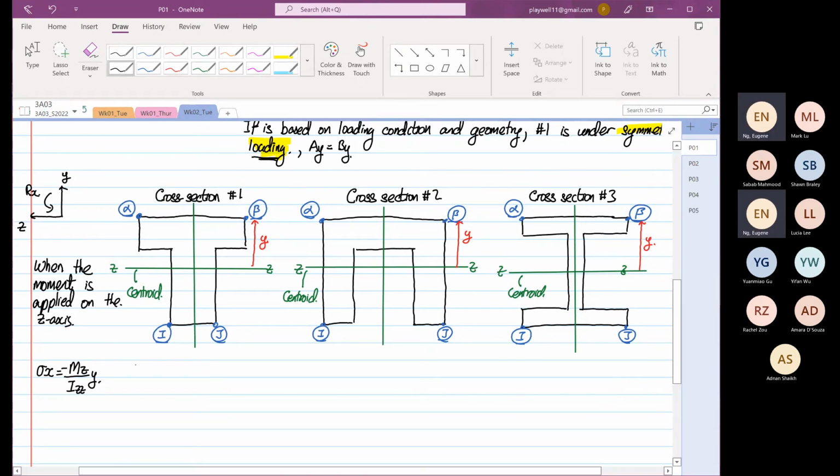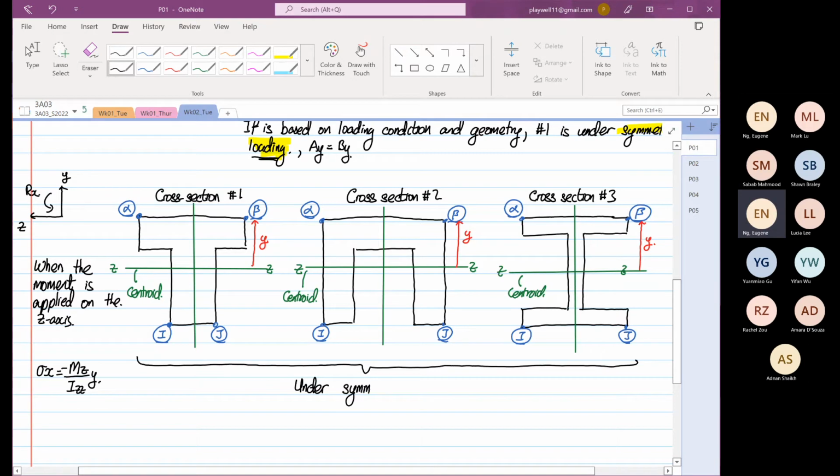are under symmetrical bending. And I will tell you why.